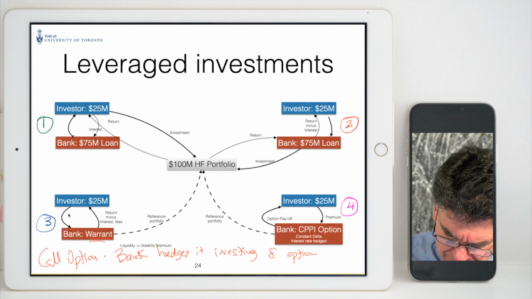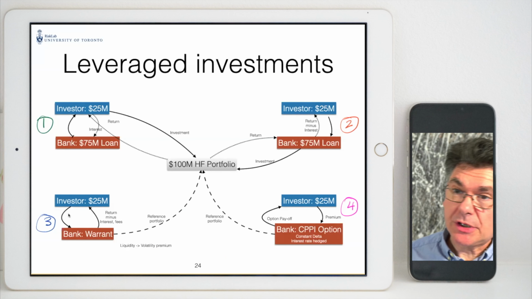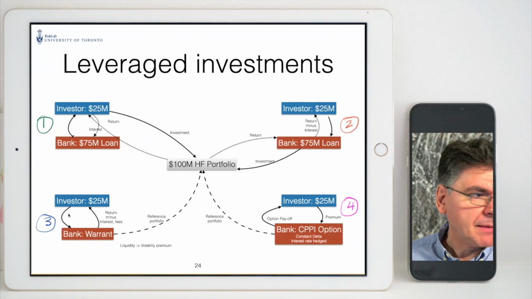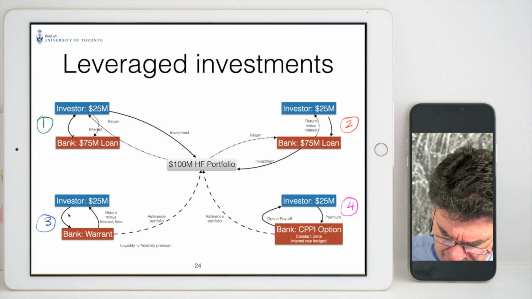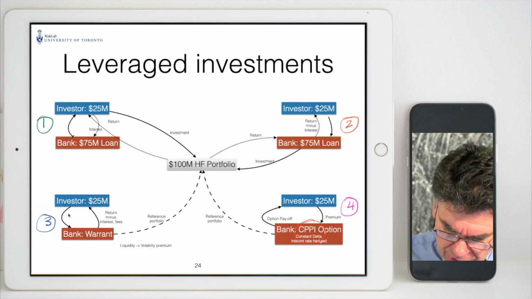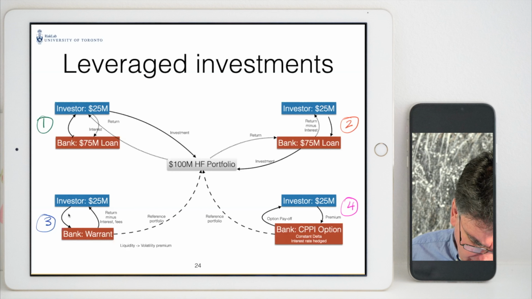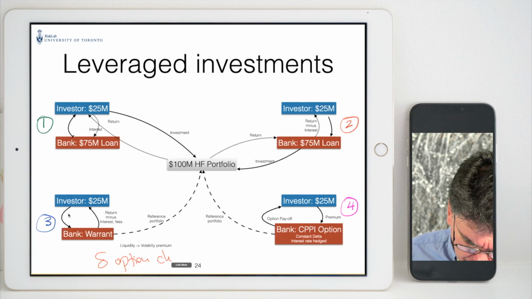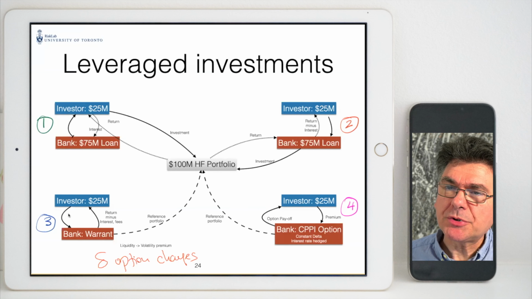Now part 4 is sophisticated. It's called a CPPI option. And it's also an option like part 3, but there's a difference. The difference in a CPPI option is that you maintain the leverage constant. Again, I have to make a reference to options. In options, you know that the delta of the option changes, right? In a CPPI option, the delta does not change. Let me explain that.